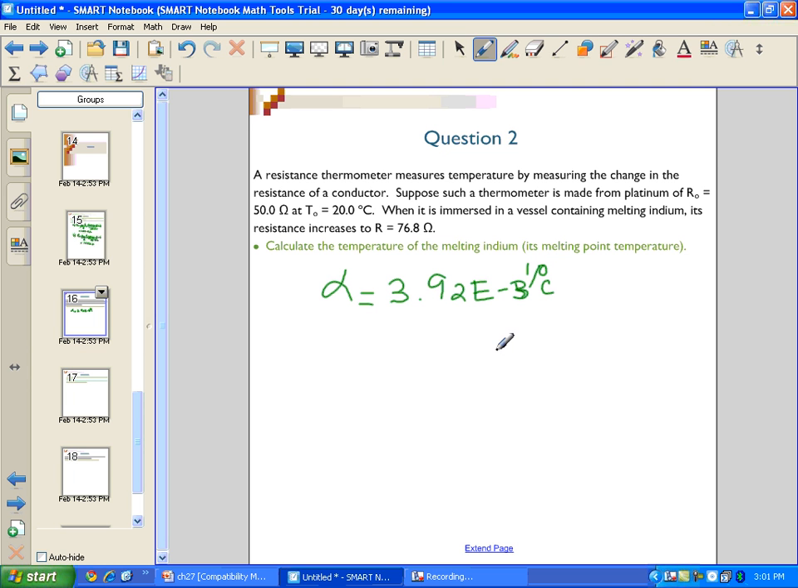1 per degree Celsius. So in other words, the platinum undergoes a change in resistance by this value for every degree Celsius. Well, we have our expression for the resistance as the resistance at the reference temperature times 1 plus alpha multiplied by the change in temperature.